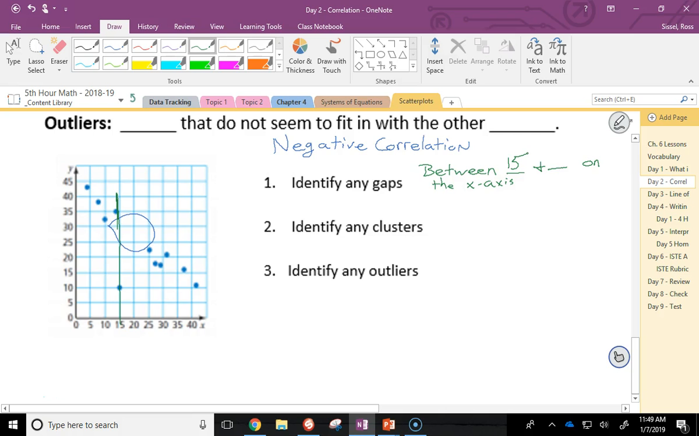Yeah, about at the 25 right here. Right with that point. So that one was at 25. That's your first answer on the gap. You're going to look at the x-axis and you're going to say it's between 15 and 25 on the x-axis. You then have to identify where the gap is on the y-axis.